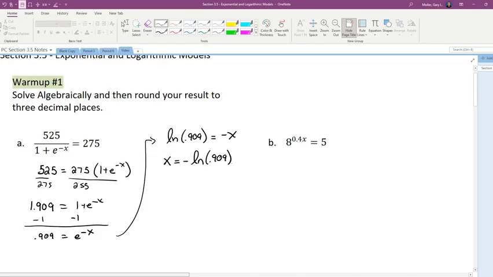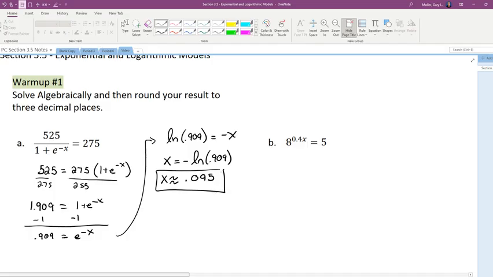All right, so let me subtract the 1 on my calculator to get the 0.909 repeating. And now I'll take the natural log of that and change the sign. And I get x is approximately equal to 0.0953. So we'll leave it at 0.095. Okay, there we go. And let's take a look at part B over here.